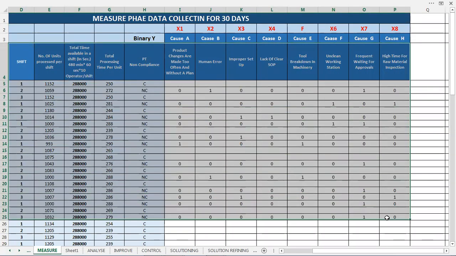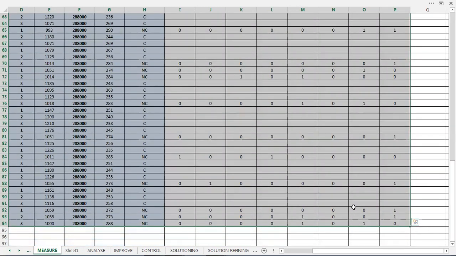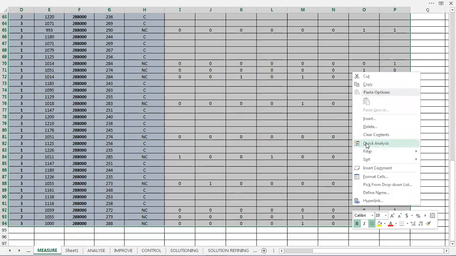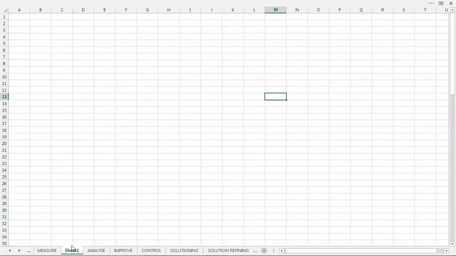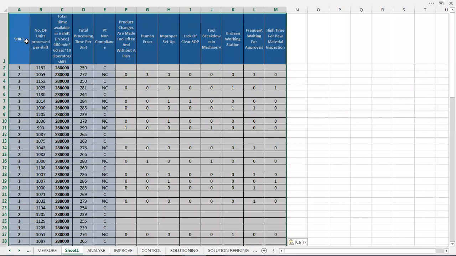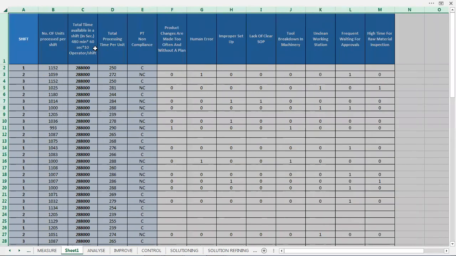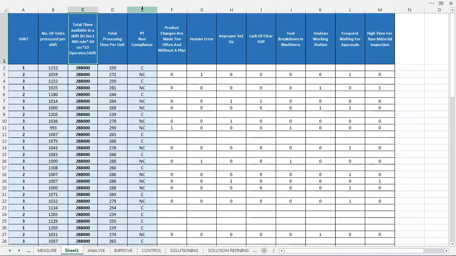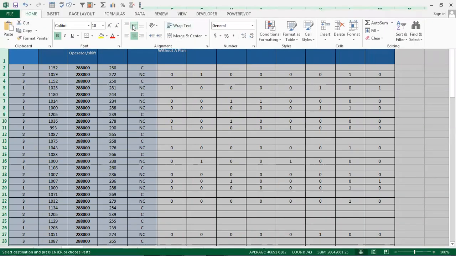So let me select this data. I'm going to copy this data, these data points, and I'll go to this blank sheet and paste it over here. So this will look like this. Now, all I need to do after pasting is take this PT non-compliance column and filter it. So I'm going to click over here and put a filter, right?